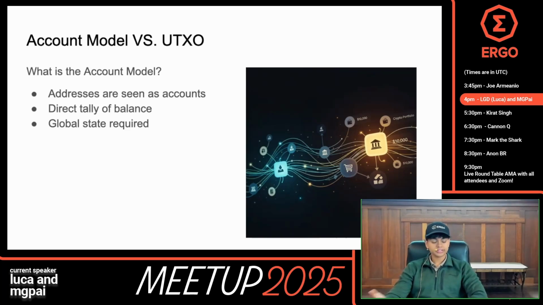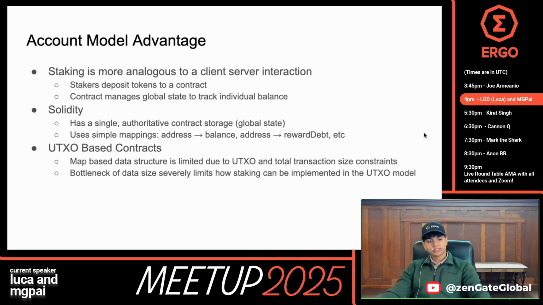All the Ethereum forks use that, and Solana uses that, and all the newer blockchains also use that. For those of you following Cardano, they have a new blockchain called Midnight that they're probably going to launch next quarter or so. And Midnight uses a hybrid of account model and UTXO, so it's quite popular. So let's talk about the advantage of the account model in the context of this staking.